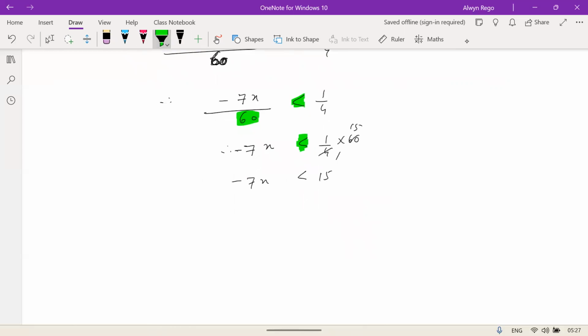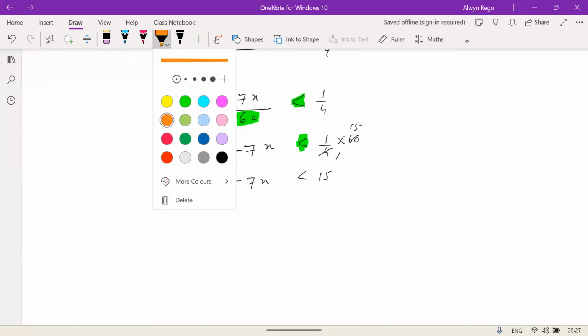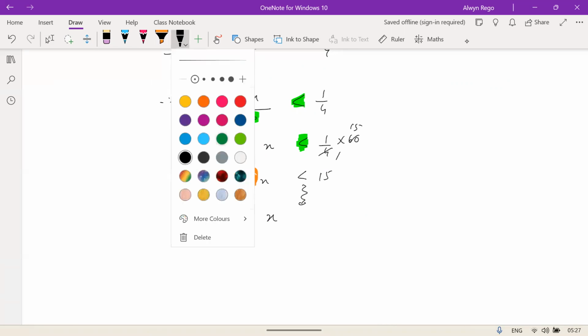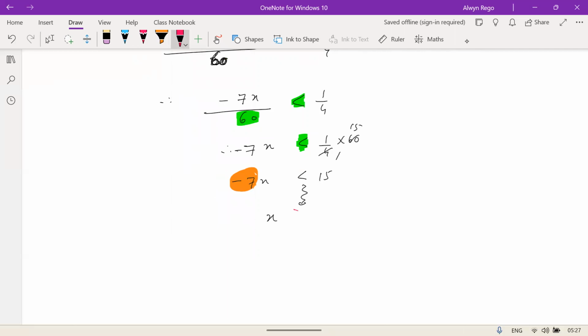But I'm now dividing by a number which is negative 7 in order to get rid of this x coefficient with x here. So if I divide with that, you'll find that immediately the inequality will reverse, and then this becomes greater than 15 by negative 7. Therefore, x is greater than negative 15 by 7.